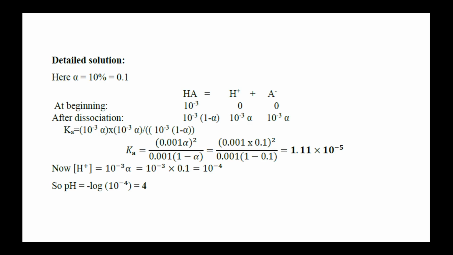So we have alpha is 10%, so 10 divided by 100, or 1 by 10, or 0.1. So just replace 0.1 in this equation and then you will get this answer. And for H plus ion concentration, 10 raised to power minus 3 into 0.1, that is 10 raised to power minus 4, and log of 10 raised to power minus 4 would be 4.